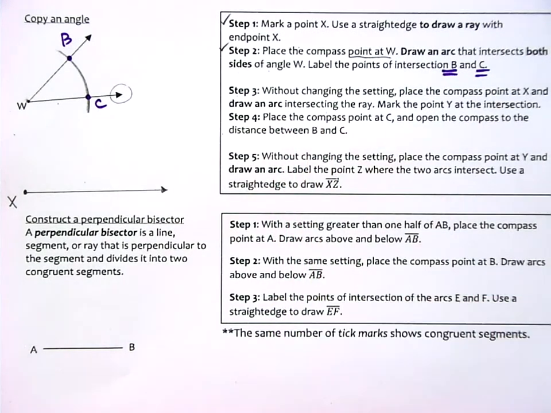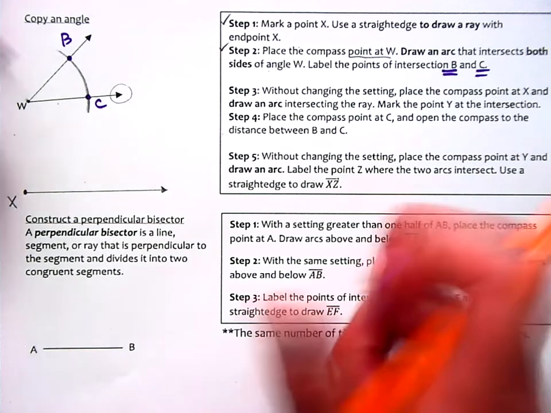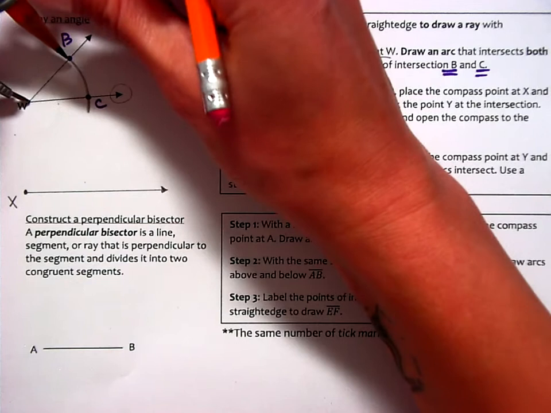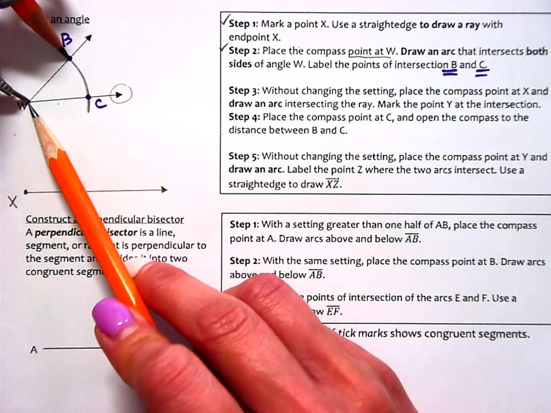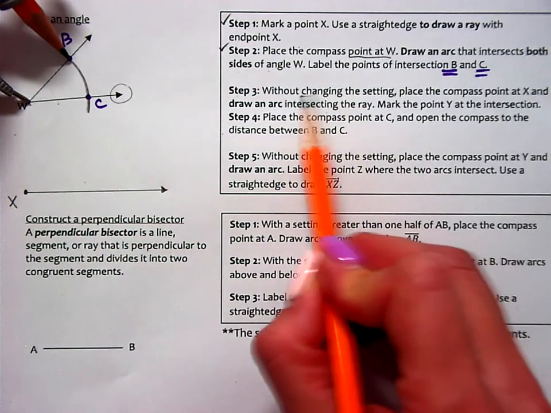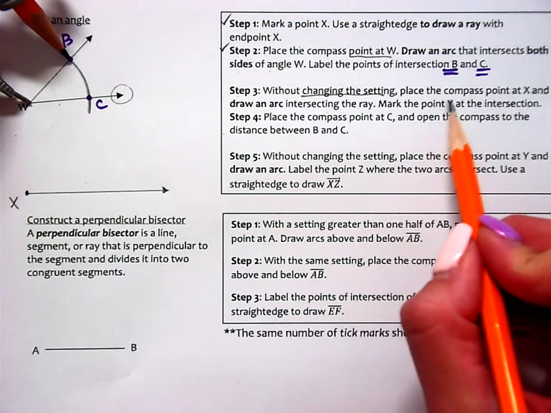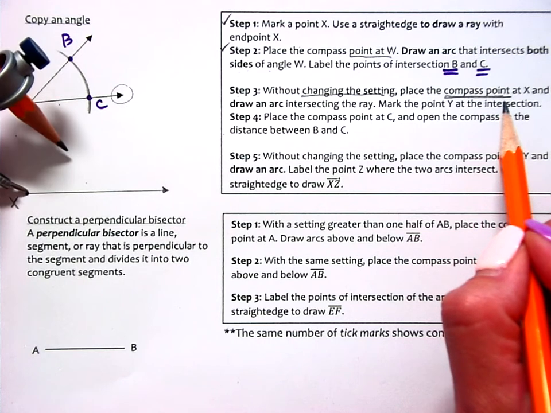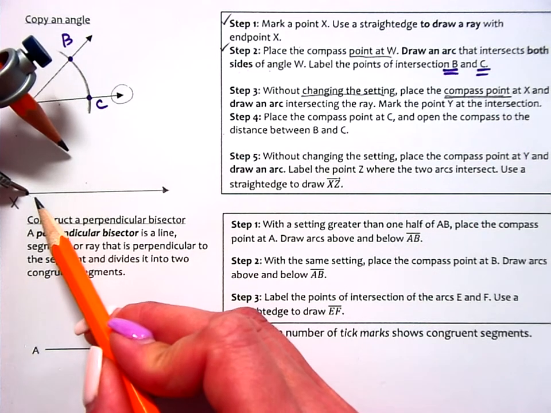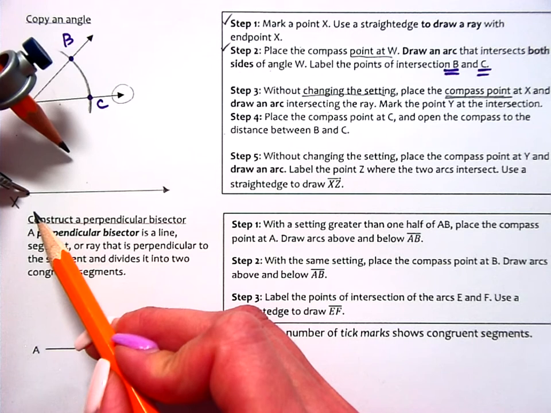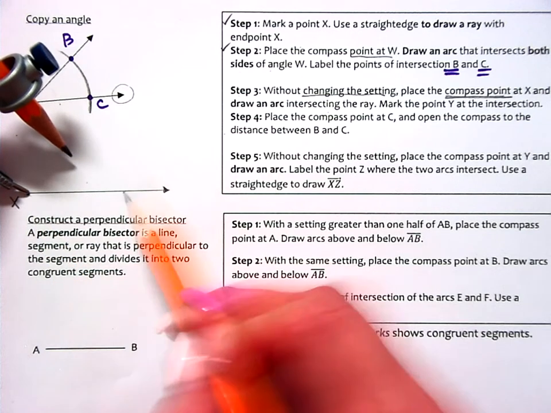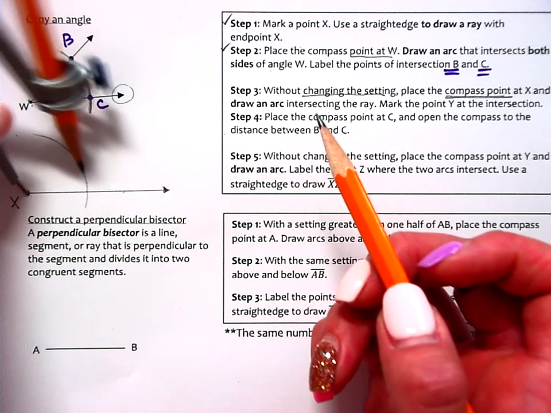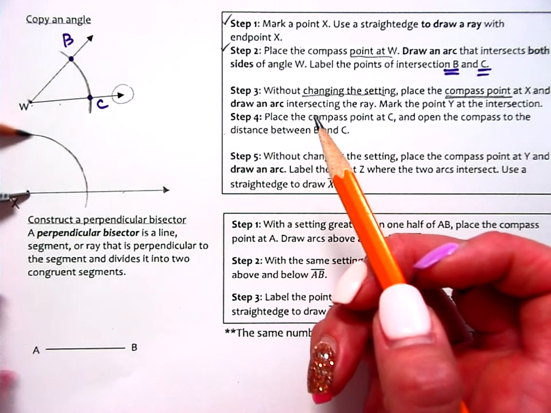without changing the setting, meaning whatever opening you had on the first diagram, without changing that setting, you're going to place the sharp end, which is the compass point, at X, which I'm doing right now, and then you're going to draw an arc that will intersect this ray. So here's me drawing an arc that intersects the ray, and I'm just going to go a little further out. Here we go.